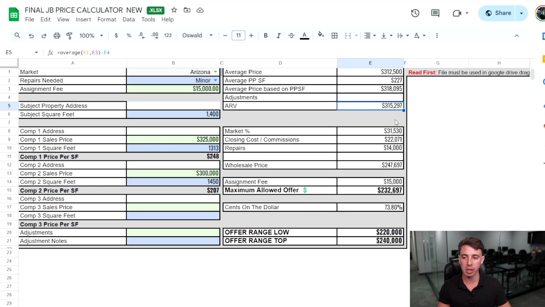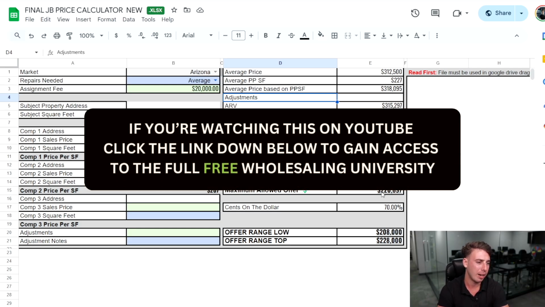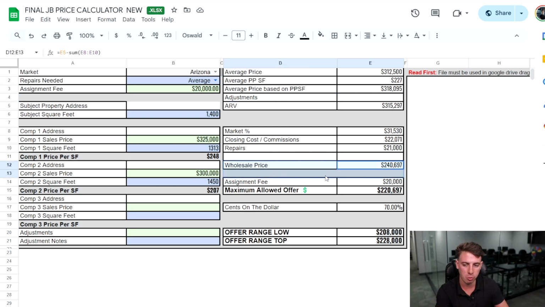Once we have our ideal ARV, it minuses out all of these things, and the property needed average repairs, so let's do average, 21,000, that sounds about right. And actually, we want to make 20,000 on this deal, and boom, it's going to run all the math for us, and it's going to tell us that if the property ARV is $325 and we want to be able to make money on the deal, an investor is not going to pay more than $240 for it, right? This is our wholesale price, the price that we sell the deal to the investor for. They're not going to pay more than $240 for it.